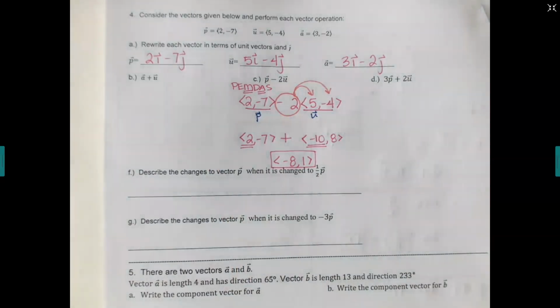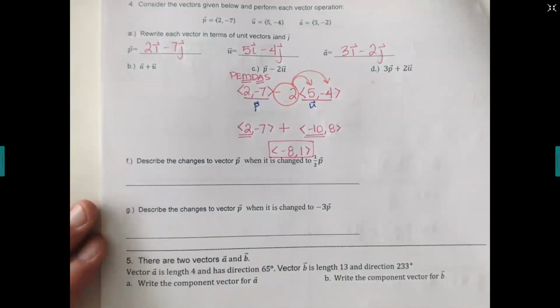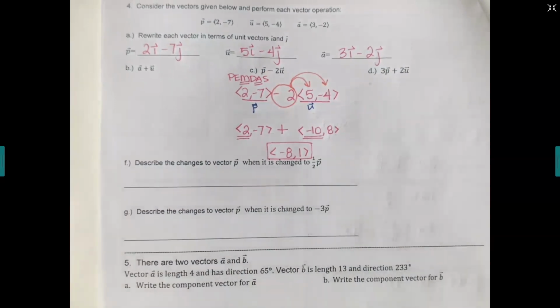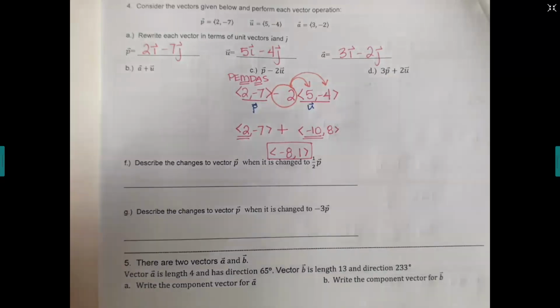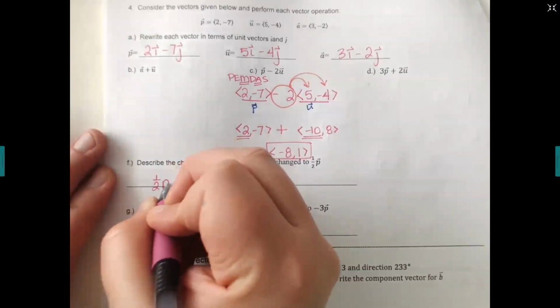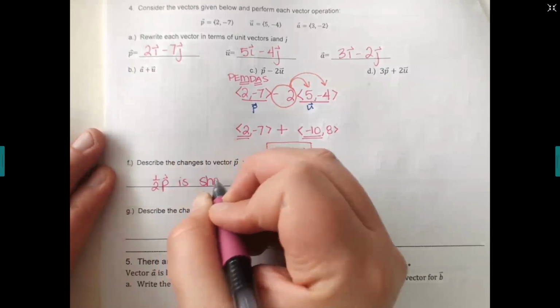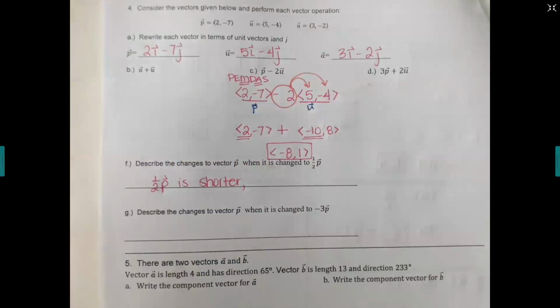If you are describing the changes to a vector, take a look at letter F. What would happen to any vector if I did half of the vector, graphically speaking? It would compress, but make it easy. It would get shorter. So I'm going to put half P is shorter. Now, not only is it shorter, it's exactly half the original length, right? Second question is about the direction. If I just cut the vector in half, should it point the same way or the opposite way?